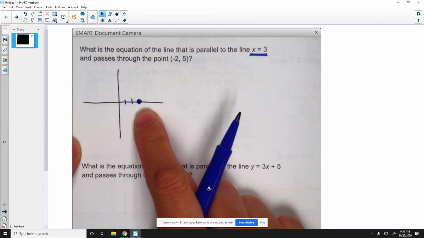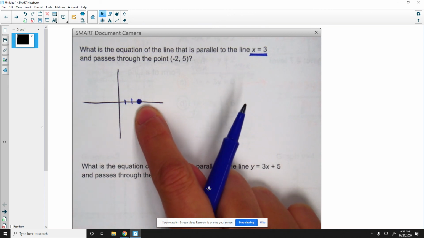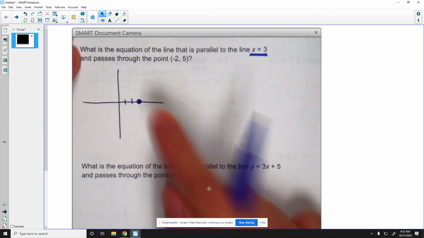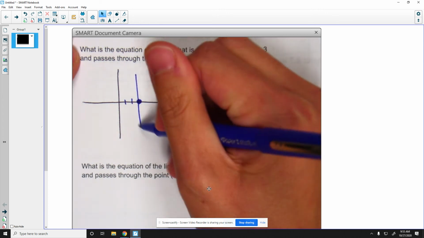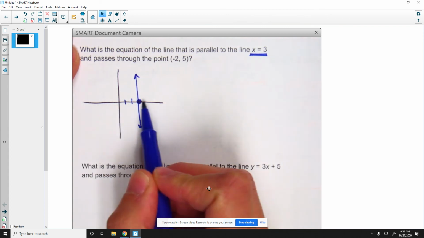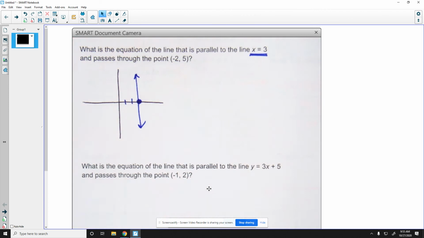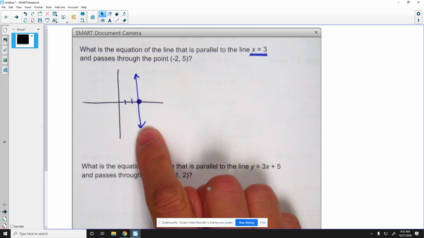So what Rowan is saying to do is, why don't we just sketch this and see what it looks like? So for x equals 3, is it horizontal or is it vertical, guys? Vertical. It's vertical. Remember how it's always confusing. You're like, x would be horizontal. No, not when we graph it. It would be vertical.